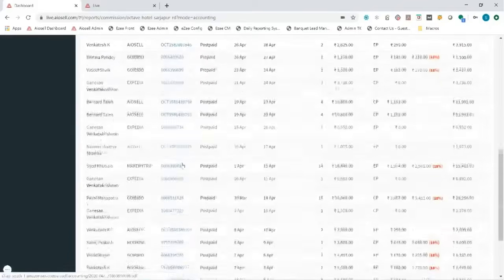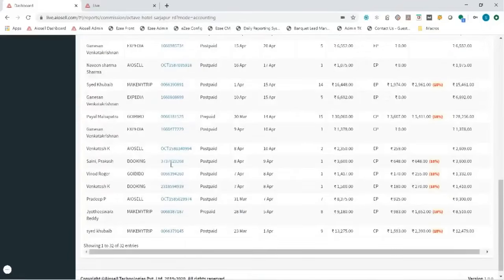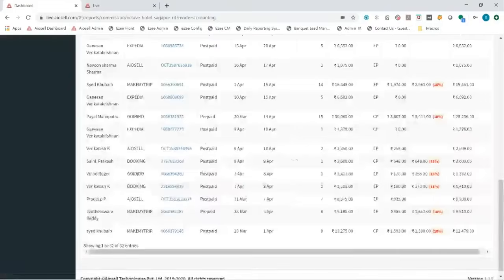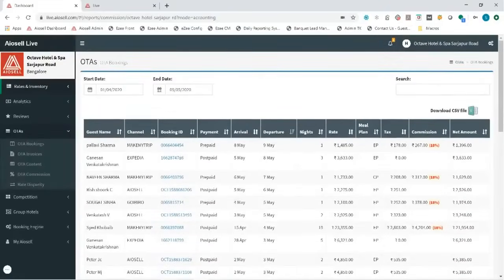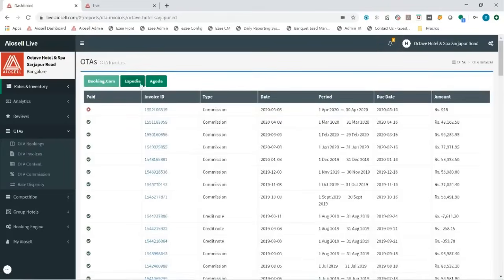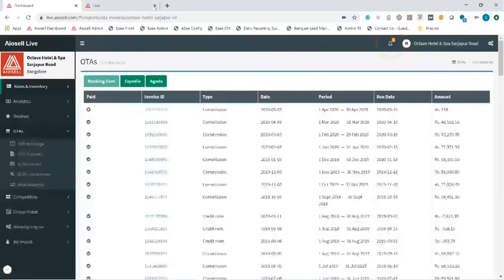So here, for example, we can do that for Booking.com or Make My Trip or Expedia or Agoda, and we can get these individual voucher details specific to each booking. So you can have OTA booking level data. You can have OTA invoices. So we can track invoices from each of the key OTAs like Booking.com, Expedia, and Agoda. Our system will track whether these invoices are paid or not paid, and it will remind you to pay these invoices. If you click on any of them, the invoices actually are also pulled down to our system.